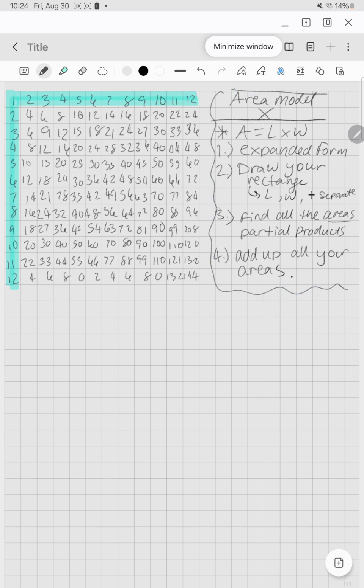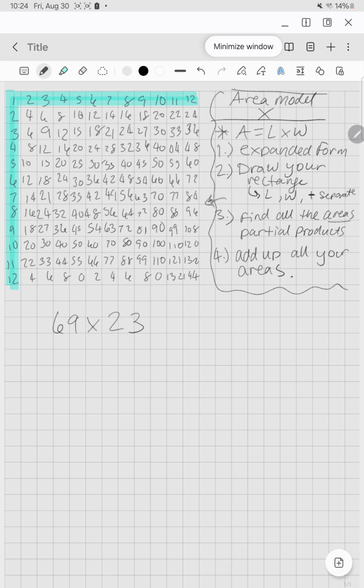And here we can always reach back and use our dump your brain chart, multiplication chart, to help us. Now, sometimes the area model might look very different because the expanded form, because numbers can be different depending on how big or small it is. So I'll just give you some examples. For example, if I say 69 times 23.